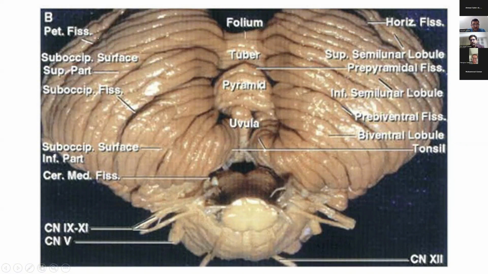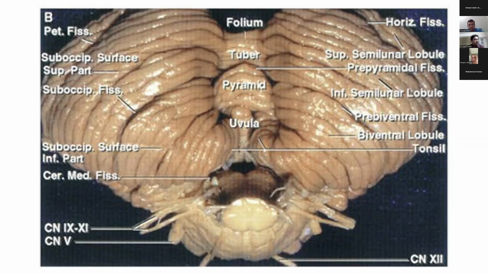And then there is also another fissure known as the petrosal fissure. Now, this is primarily a fissure of the petrosal surface. It actually turns onto the suboccipital surface and it creates the superior and inferior semilunar lobules, this petrosal fissure. Superior and inferior semilunar lobules.